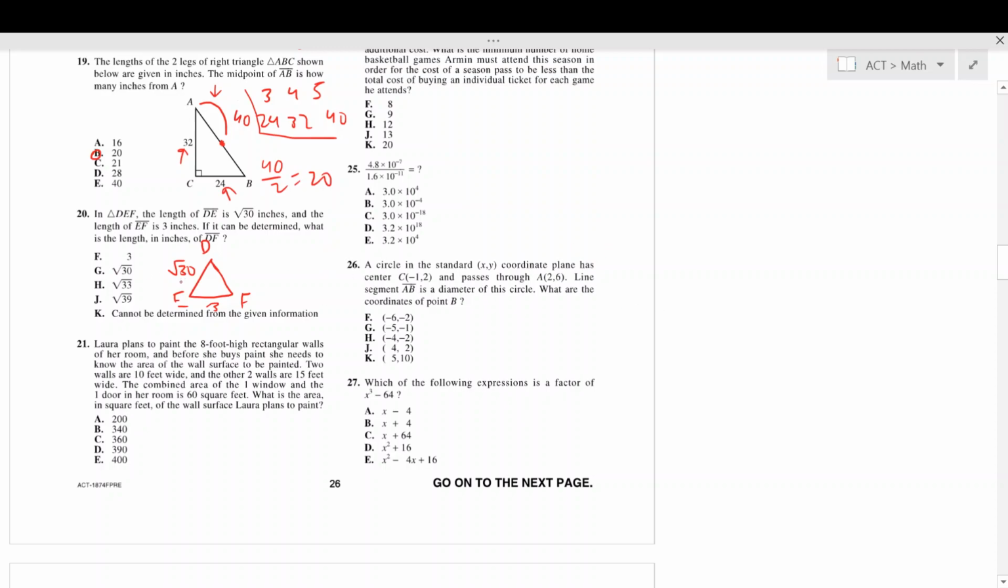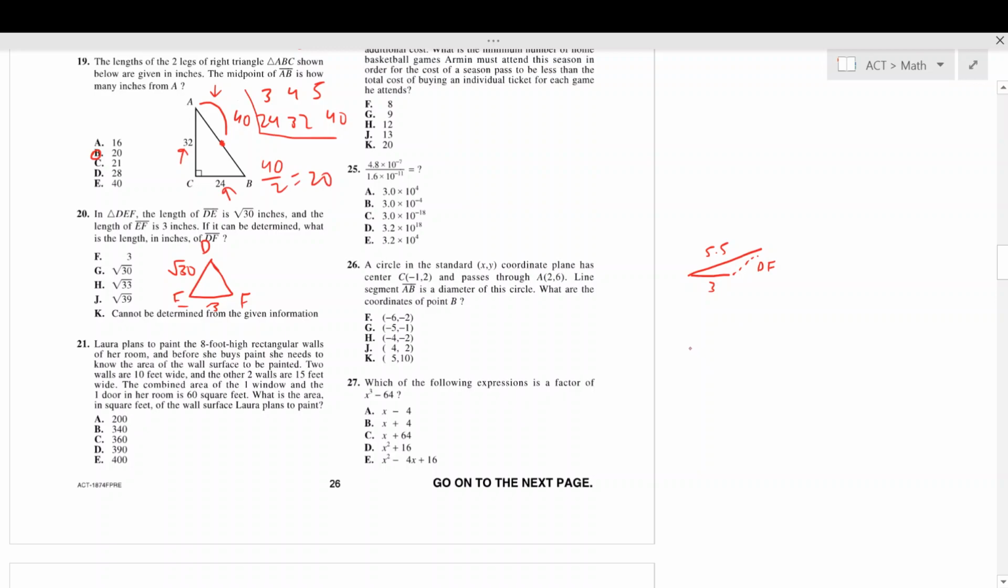Square root 30 is about 5, between 5 and 6, so let's say about 5.5. So side length 5.5, let's have it like this. And then side length 3. So this is one side length of DF. This dotted line represents DF.